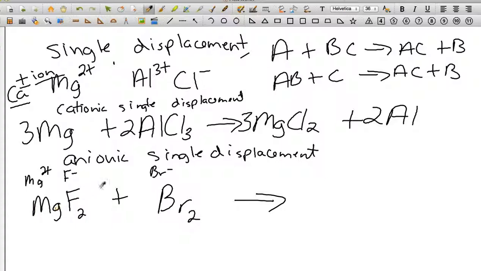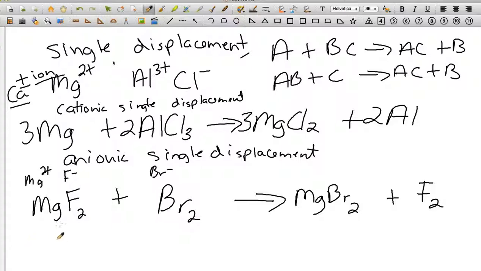So magnesium's going to hook up with bromine. If he's a 2 and bromine's a negative 1, you get MgBr2. That means fluorine was kicked out and left alone. Fluorine is a diatom, so he's a 2. 1 Mg, 1 Mg, 2 Fs, 2 Fs, 2 Brs, 2 Brs, balanced as we wrote it out.